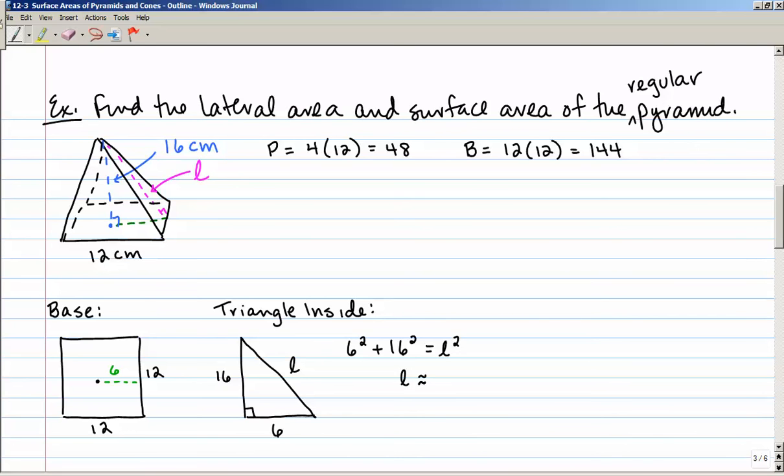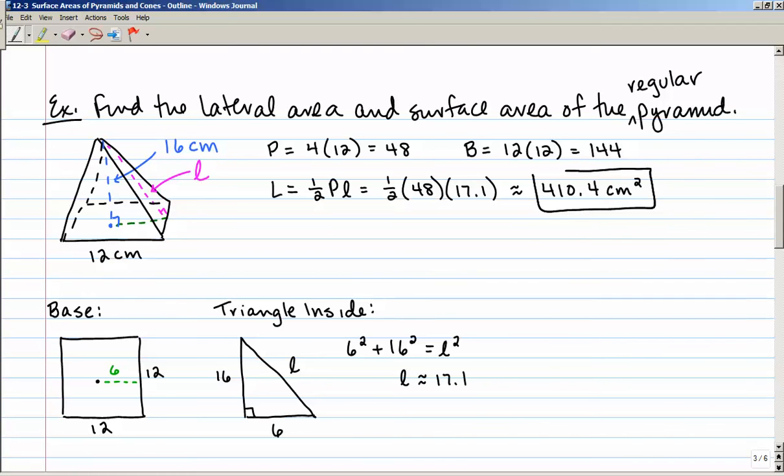So L is approximately equal to 17.1. So now I think I have all of the players that I need for my lateral area and surface area. L equals 1/2 PL. My perimeter is 48, and my slant height is 17.1, and that gives me approximately 410.4 centimeters squared. That's my lateral area, so that's the area of all four of those triangles.